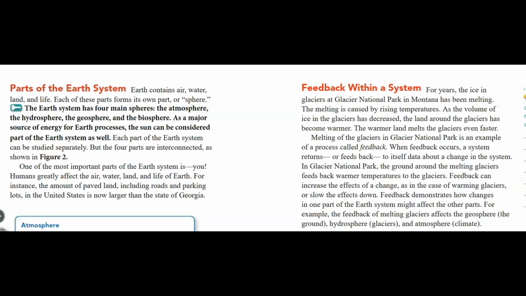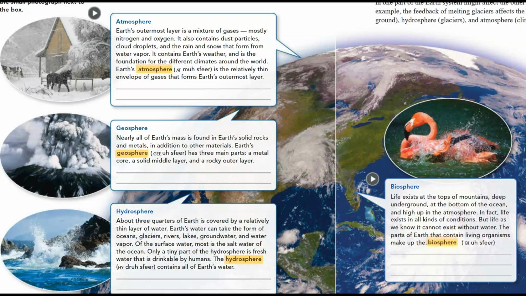Feedback demonstrates how changes in one part of the Earth's system might affect the other parts. For example, the feedback of melting glaciers affects the geosphere, so the ground, the hydrosphere, the glaciers, and the atmosphere, the climate. We learned that Earth's four spheres can affect one another. What they want us to do is to read the descriptions of the Earth's four spheres, and then write the spheres that are interacting with each other on the lines.